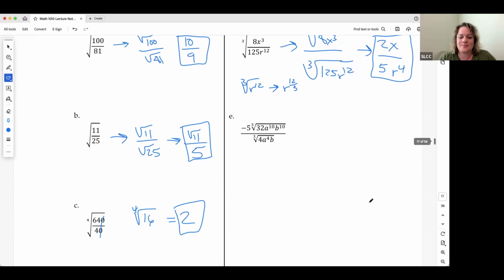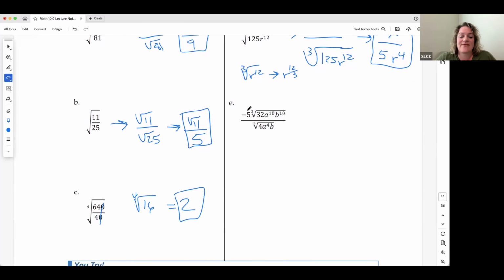Let's look at E. Notice I have a -5 out front, not underneath any root, just leave it out front. So when I'm trying to simplify, I will always have this -5 out front and then go from there. Notice a cube root and a cube root. Do you think we should mash them together and try to simplify and divide first? Yes.